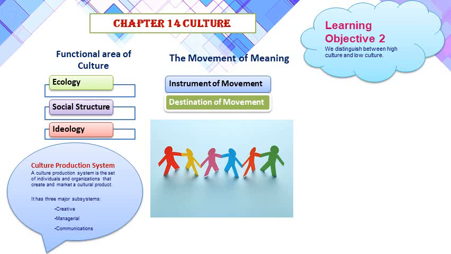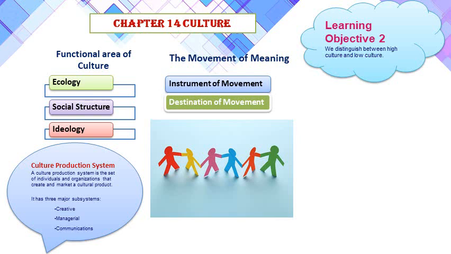Culture production system. A culture production system is a set of individuals and organizations that create and market cultural products. It has three major subsystems: creative, managerial, and communications. No single person or company can create popular culture. Instead, many people and organizations contribute to each new trend.